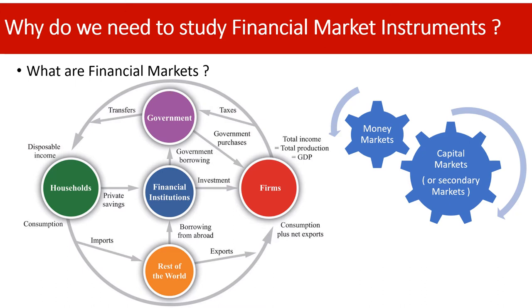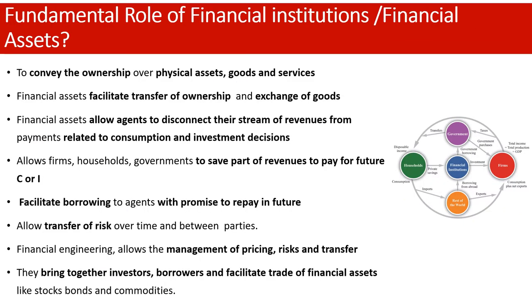So these real assets and transactions have a mirror image in the financial world. Now that mirror image is what we term as financial assets. So they translate into financial assets, and what they do is they convey the ownership over the physical assets like goods or services. And financial assets facilitate the ownership and the exchange of goods as well. And also they allow the agents in the economy, it can be an investor or a common household, to disconnect their stream of revenues from payments related to consumption and investment decisions.